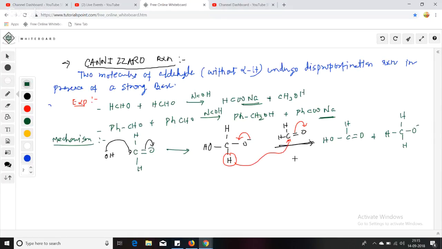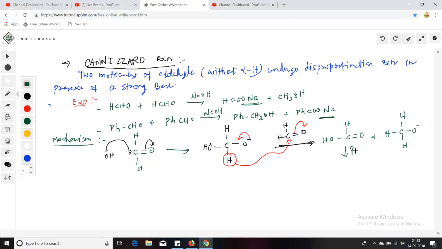Now in this, again proton exchange takes place and we'll get OH over there. You see this hydrogen atom, which is attached to the oxygen, comes onto this oxygen atom. And it forms CH3OH and HCO minus.